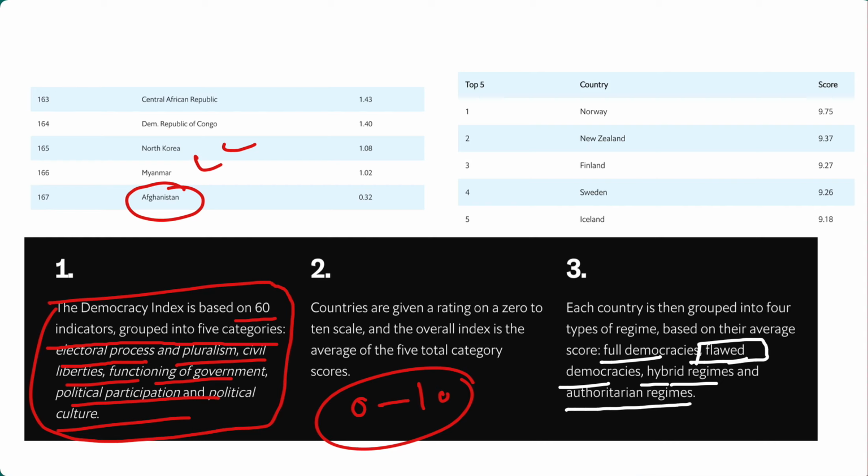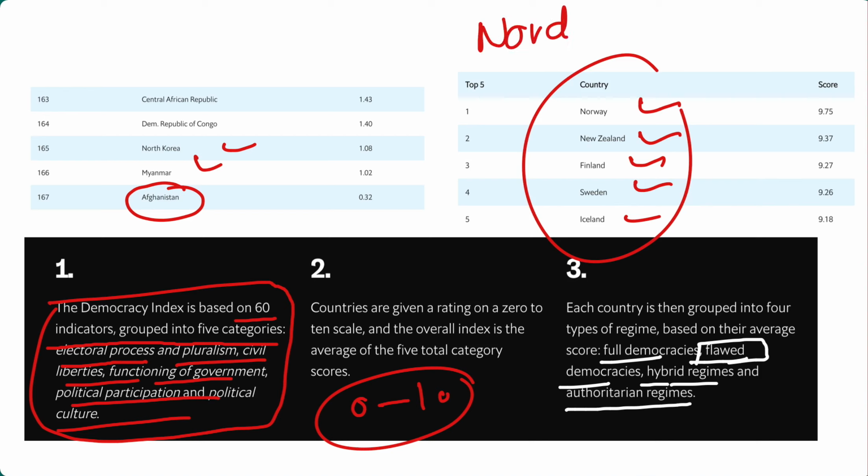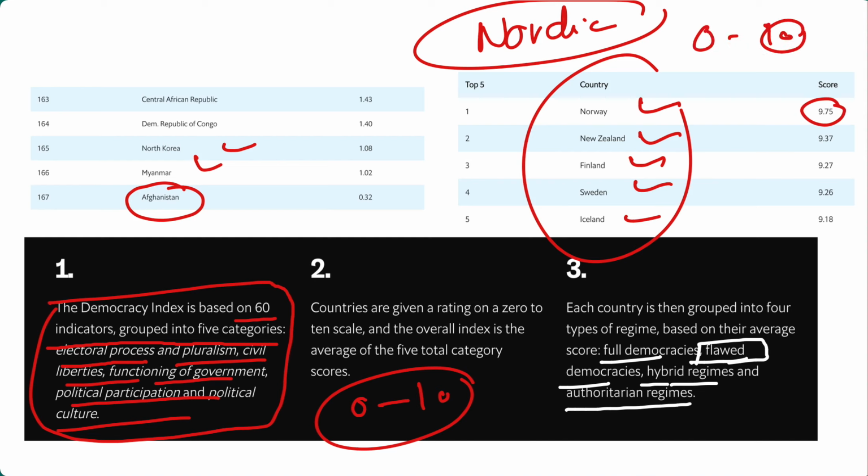Okay, but there are some countries that have a full democracy score, like Norway, New Zealand, Finland, Sweden, that is Scandinavian and Nordic countries. So European countries basically. They have a score of 9.75, meaning the score is 0 to 10, 10 is the highest. They are nearly equal to, or the same as, 10. So they are full democracies, but India's score is very low. India is ranked at 46.